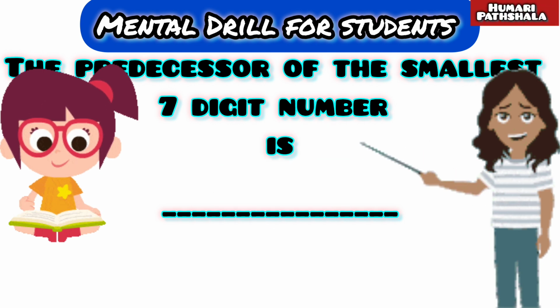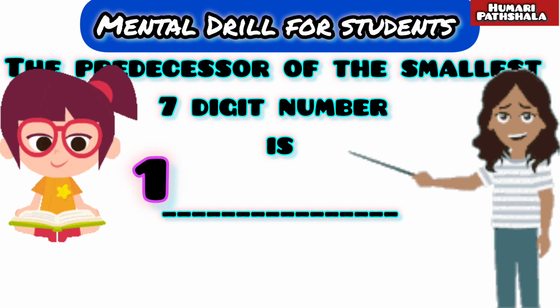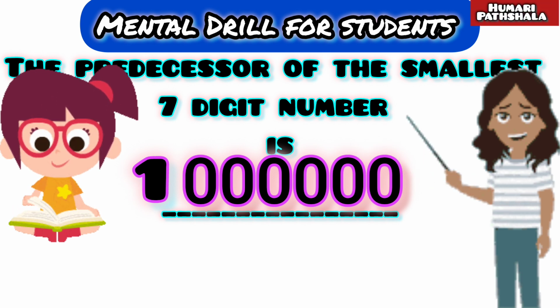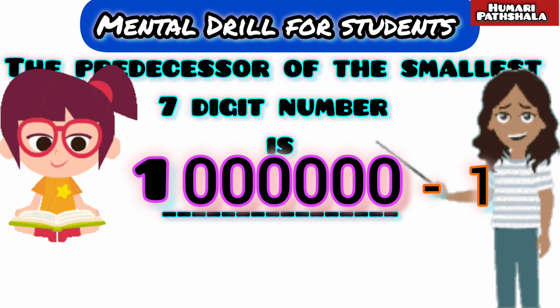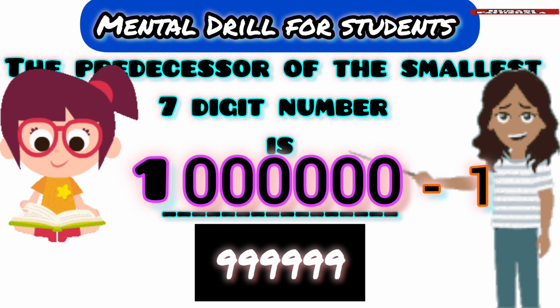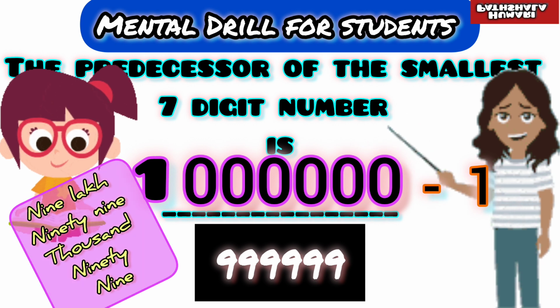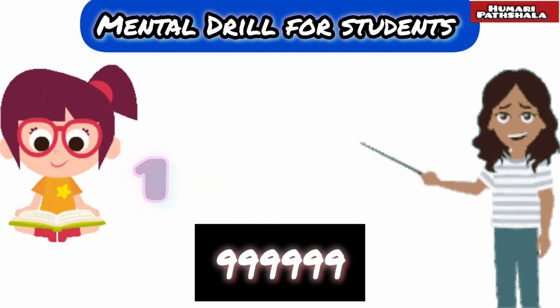The predecessor of the smallest 7-digit number. Predecessor means 1 before. Means you will subtract 1 from the given number. What is the smallest 7-digit number? 1, then 6 zeros. This is 10 lakh. Predecessor means you have to subtract 1 from 10 lakh. So the answer will be 9,99,999. The predecessor of the smallest 7-digit number is the largest 6-digit number, that is 9,99,999. Now try this question.